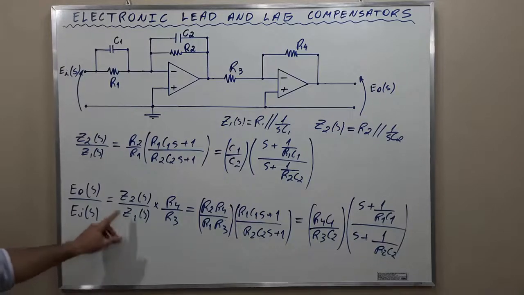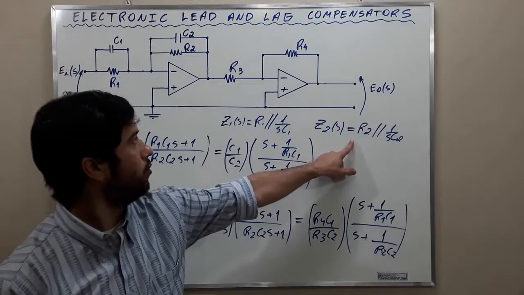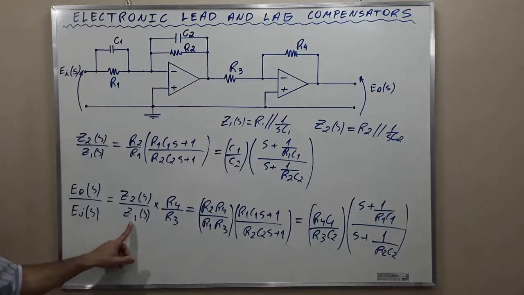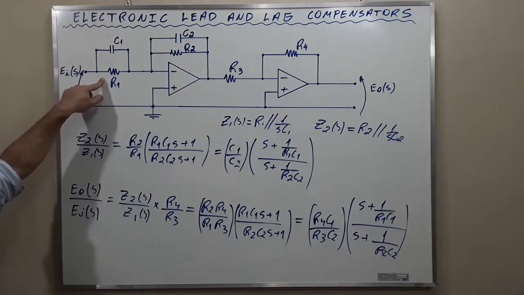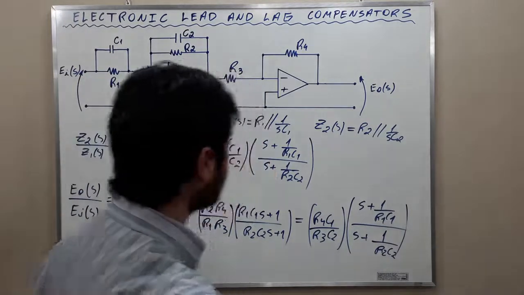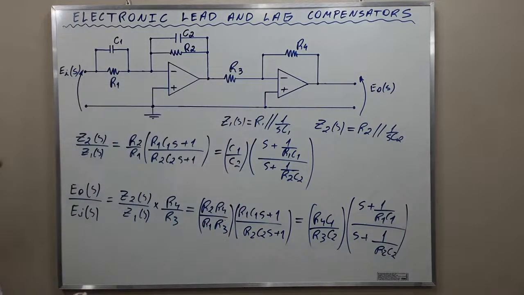Remember that Z2 is the parallel connection between resistor R2 and capacitor C2, and Z1 is the parallel connection between resistor R1 and capacitor C1. Okay? We are going to see some concepts here that electrical engineers and electronics engineers like to work with, and we are going to see when this is a lead compensator and when this is a lag compensator. Let's go.